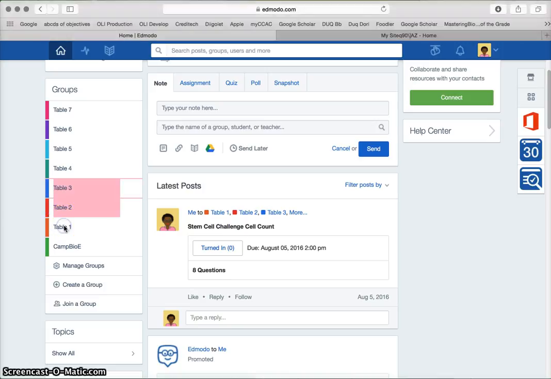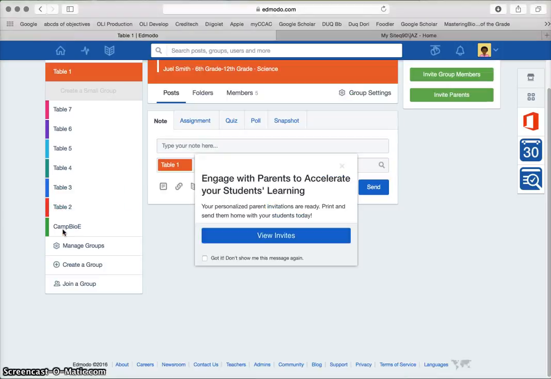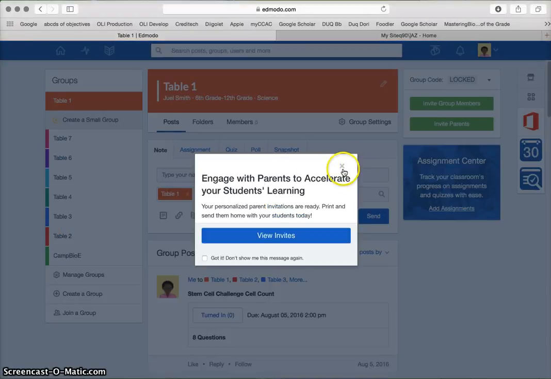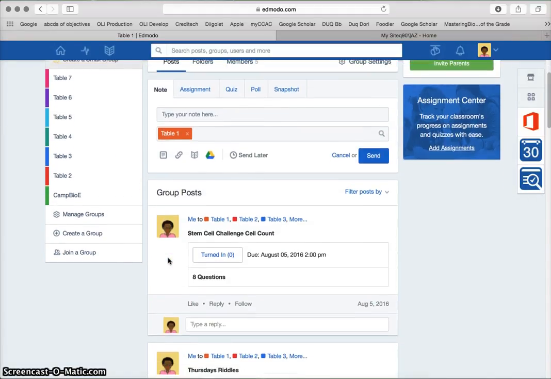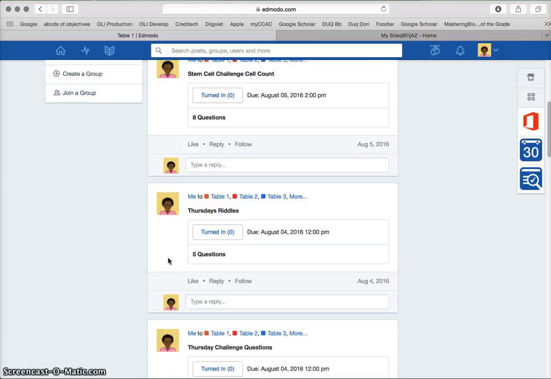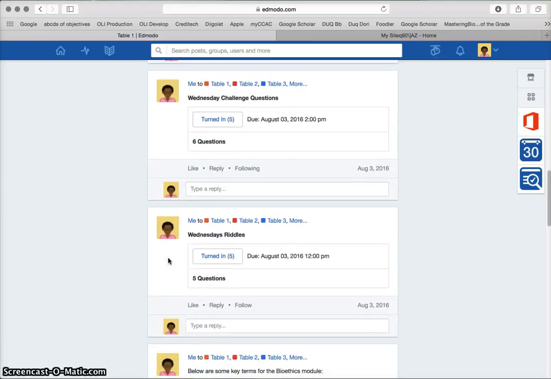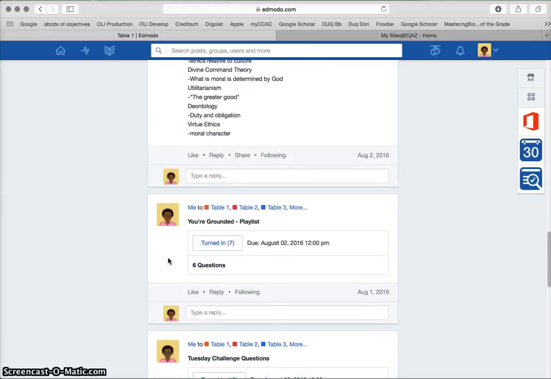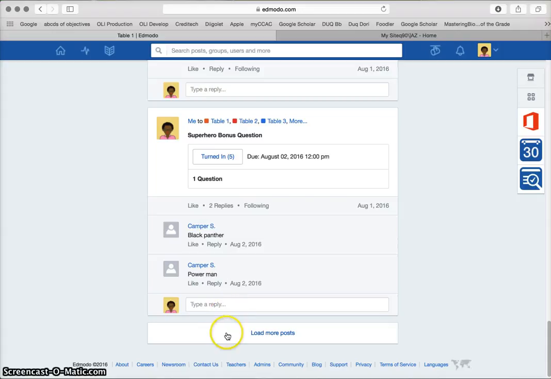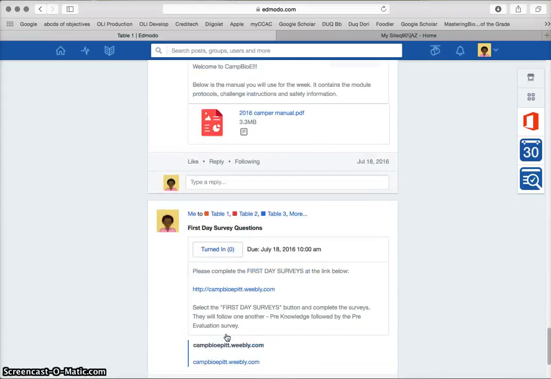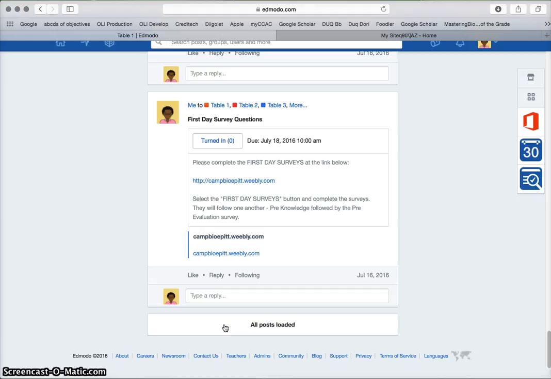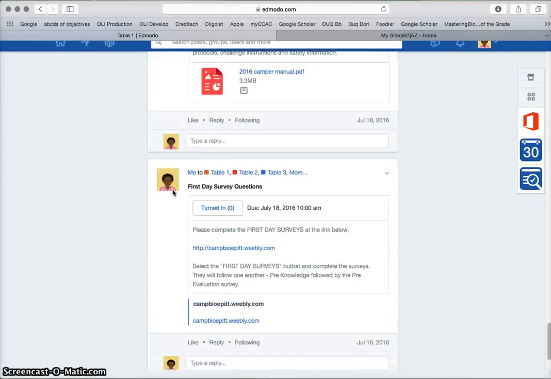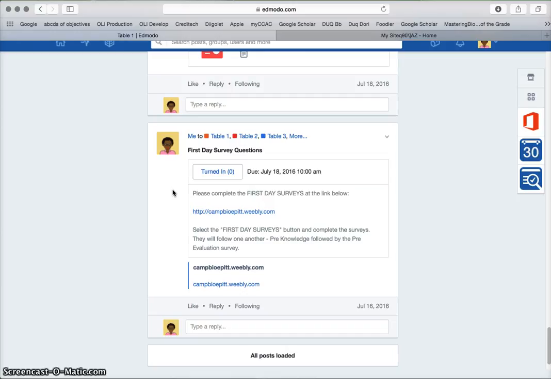As we look at each individual table, you will see that they had access to a variety of links on a daily basis. So let's start down at the beginning. All right. So during the first day, we had several things.